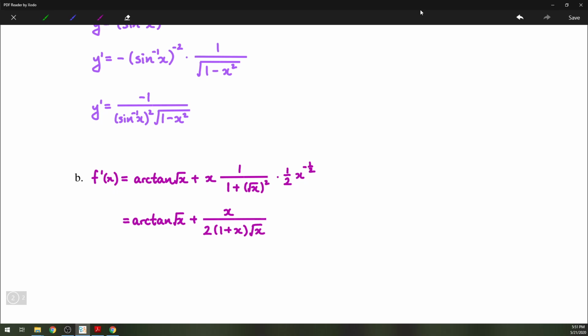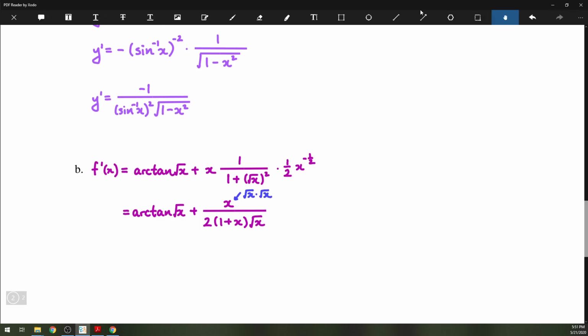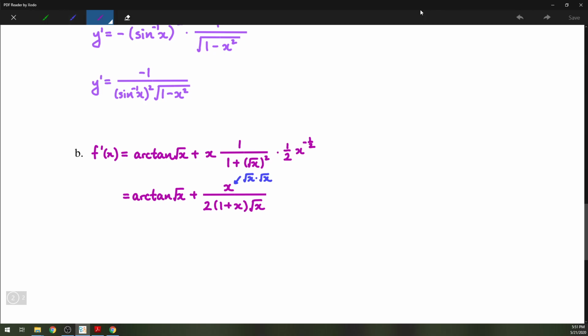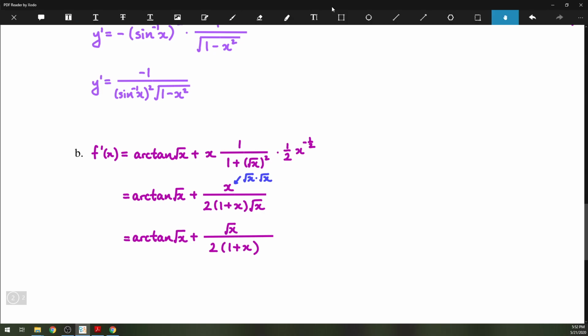Okay. So aside from that, the only other thing you can really do is to rewrite x as root x times root x. That way we can simplify the expression a little bit more, and we will have arc tangent square root of x plus, and the last part here, the square root of x over 2 times 1 plus x. Okay, and that's it.